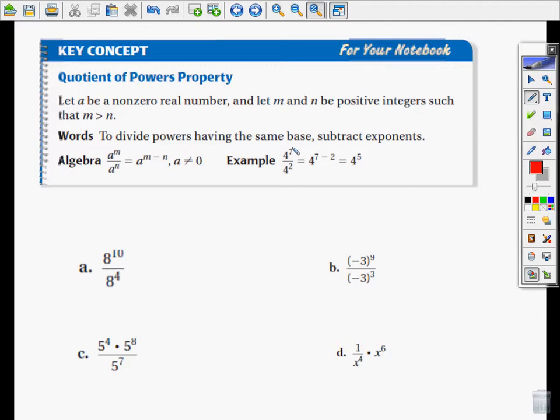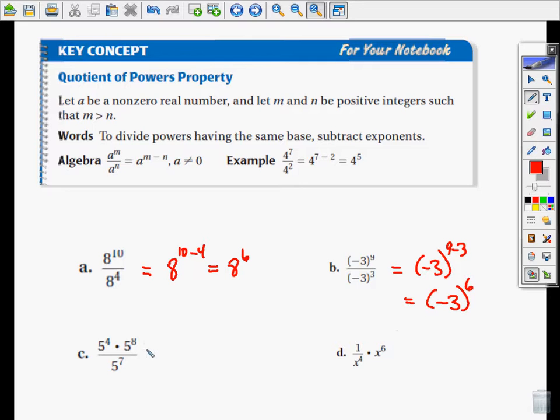For example, 4 to the 7th divided by 4 to the 2nd is 4 to the 7 minus 2, which is 4 to the 5th. 8 to the 10th divided by 8 to the 4th is 8 to the 10 minus 4, which is 8 to the 6th. Negative 3 to the 9th divided by negative 3 to the 3rd is negative 3 to the 9 minus 3, or negative 3 to the 6th power.